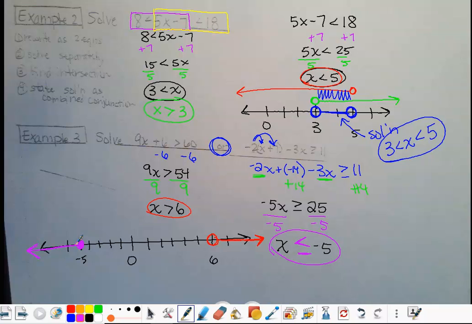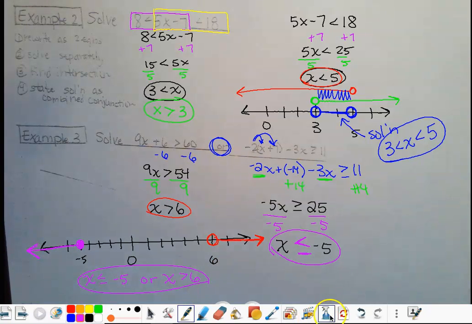So my answer, like I have to, is x is less than or equal to negative 5 or x is greater than 6. Okay, that's my final answer. It just can't be anywhere in between those. All right. Hopefully you guys are catching on. Graphing is super helpful in solving these problems.